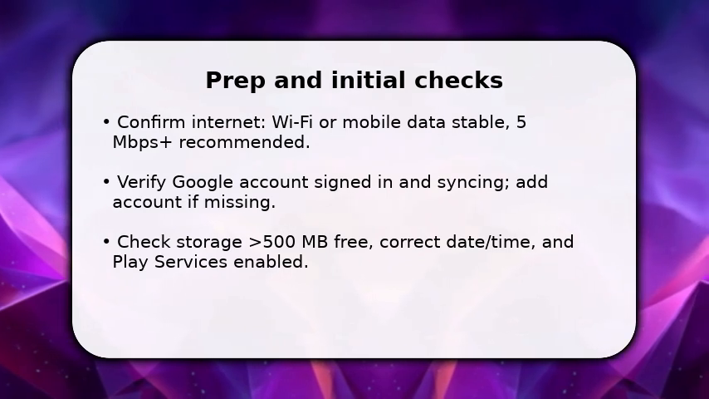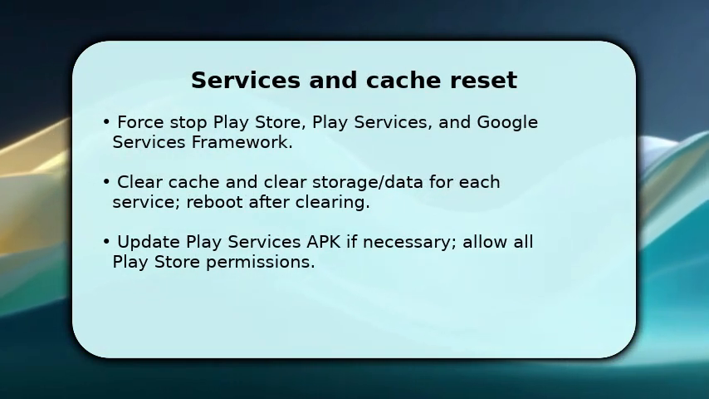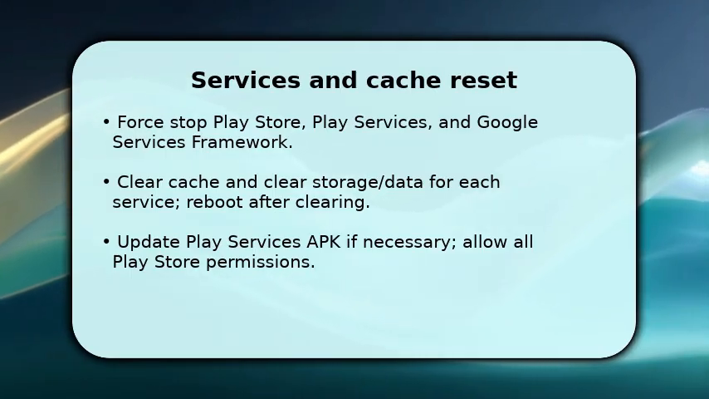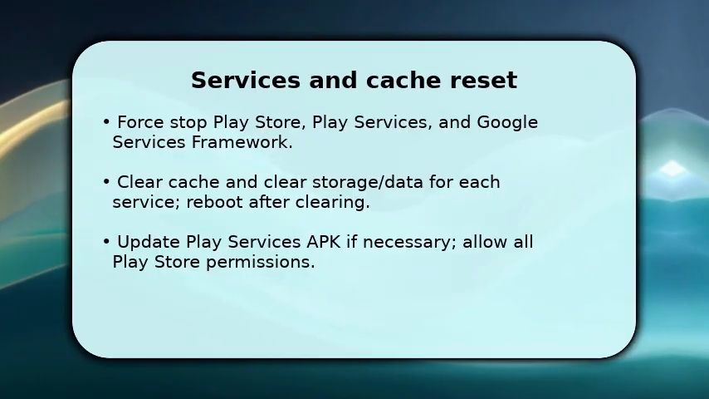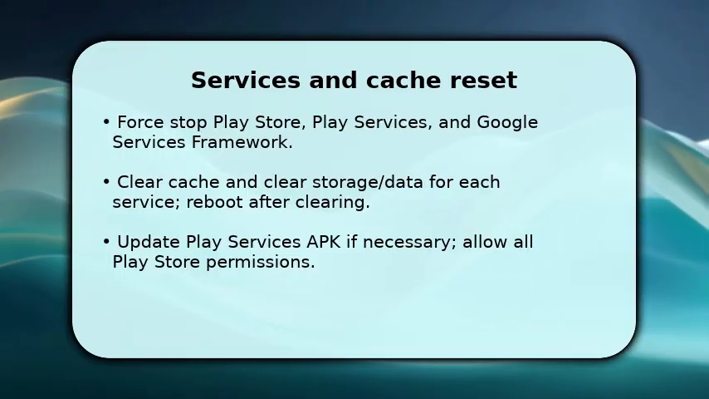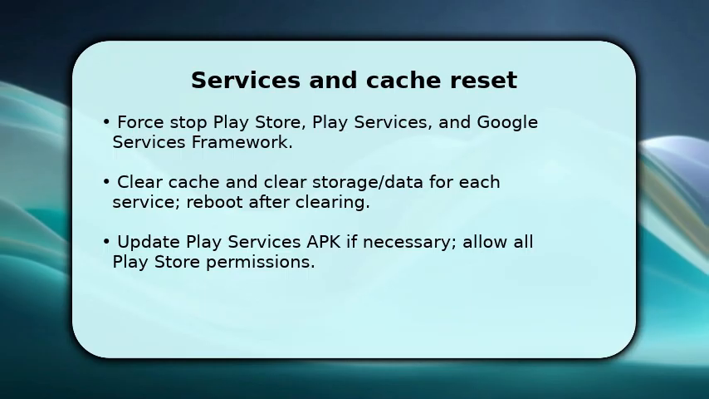You'll now repair the app links and cached credentials. Go to Settings, Apps, Show System Apps, then force stop Play Store, Play Services, and Google Services Framework. After stopping, tap Storage and clear cache, then clear storage or data. This removes corrupted tokens. Once that's done, reboot the phone to reinitialize services.